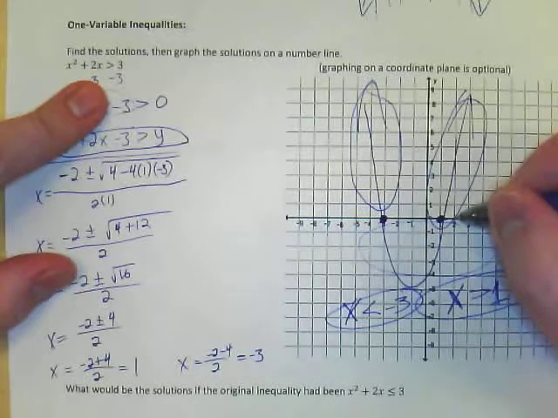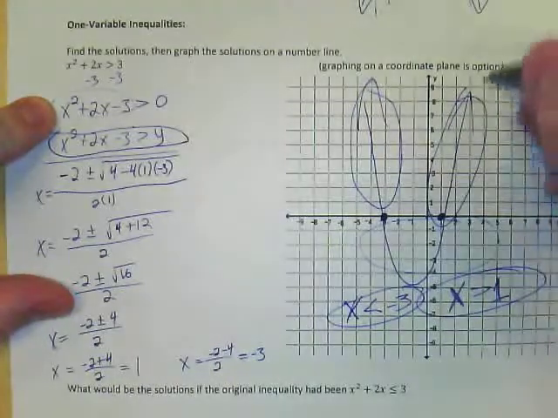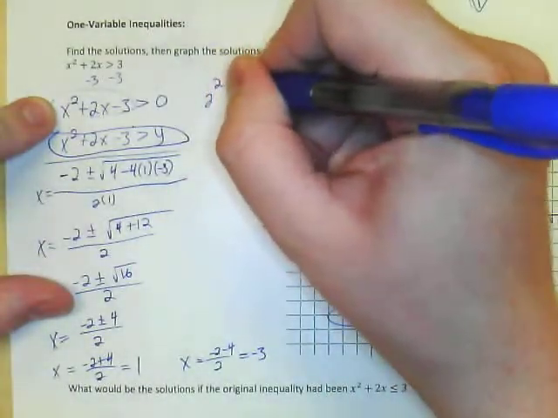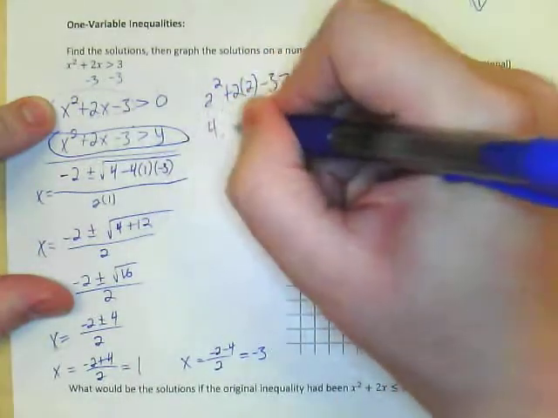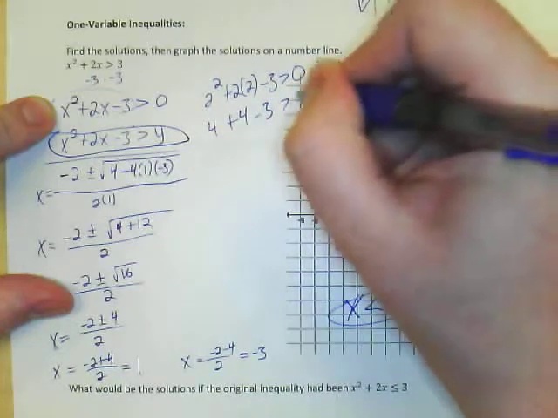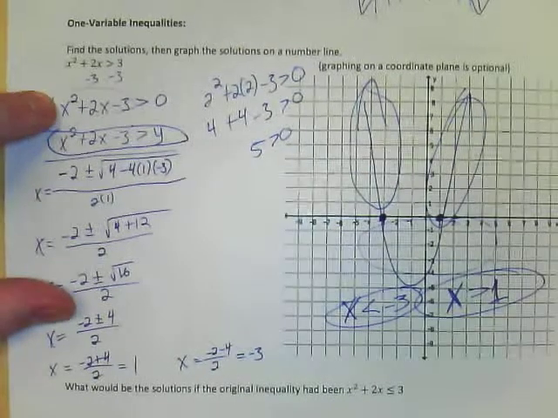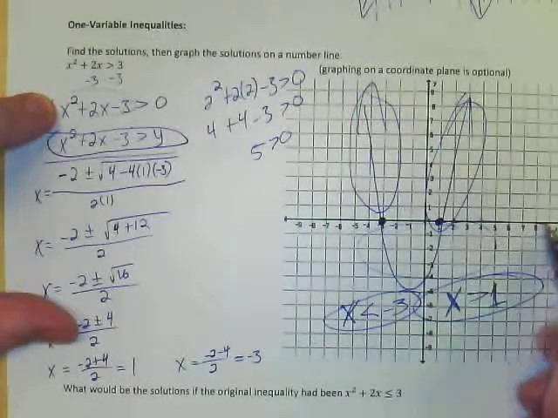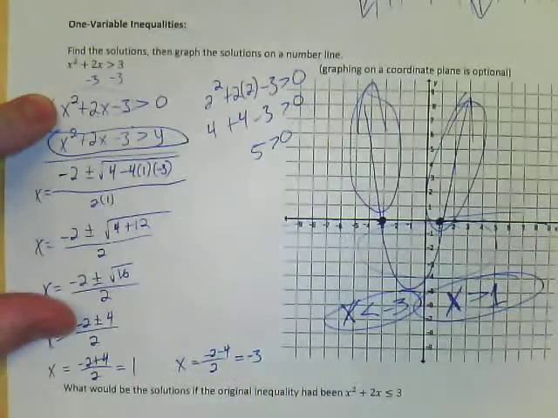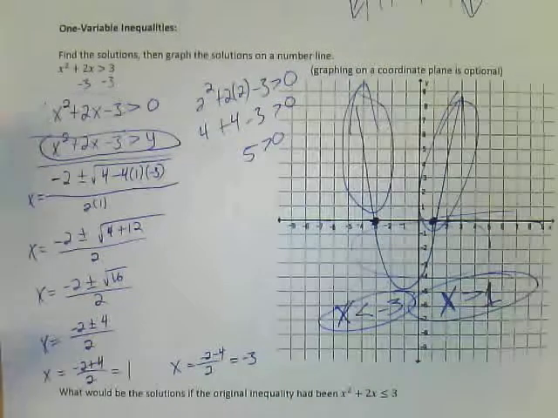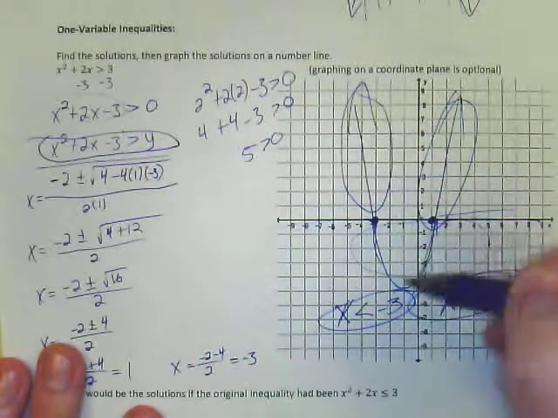Actually, you know what? Let's go ahead and plug in 2. So if we were to plug in 2, this should make the inequality true, because you can see this part of the graph is greater than 0. So we get 2 squared plus 2 times 2 minus 3 is greater than 0. Well, that's 4 plus 4 minus 3 is greater than 0. That's 8 minus 3 is 5 is greater than 0. That is true. 5 is greater than 0. So any x values to the right here are going to make this inequality true. Any x values to the left here are going to make the inequality true. The only place where this inequality is going to be false is where this x squared plus 2x minus 3 is less than 0, which is down here.